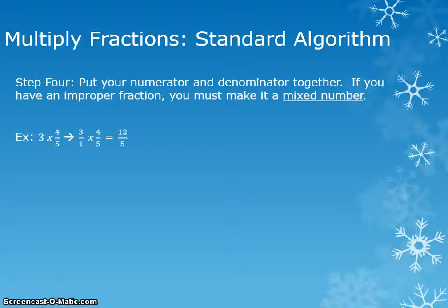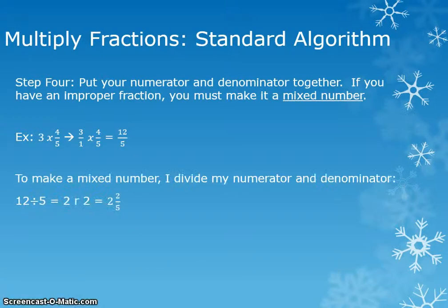The next part should be a review, as we've been working on making mixed numbers. When I make a mixed number, I divide my numerator by my denominator. When I do this with my example, I do 12 divided by 5, which gives me a quotient of 2 remainder 2. And if you recall how we make a mixed number, that will give us a final answer of 2 2/5. Therefore, our product of 3 times 4/5 is 2 2/5.